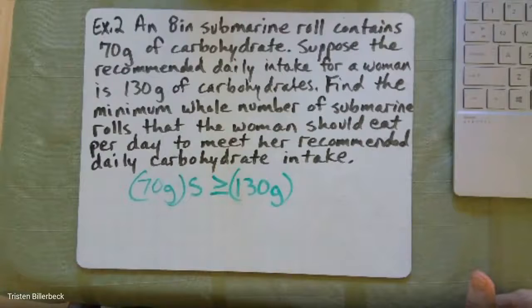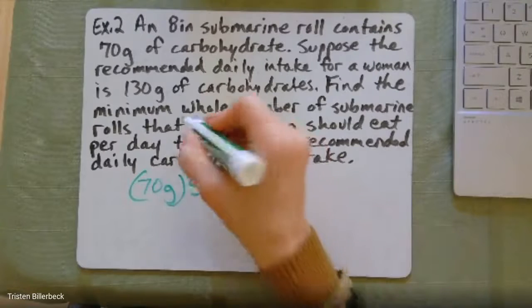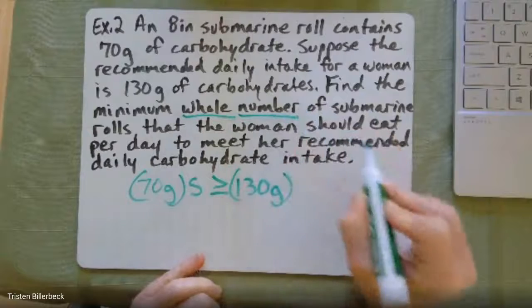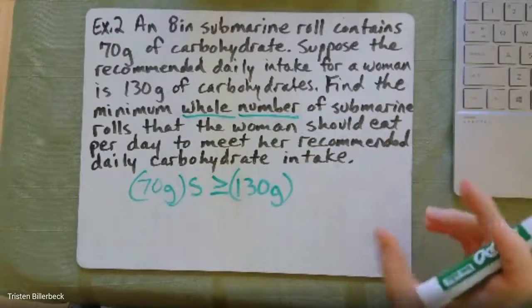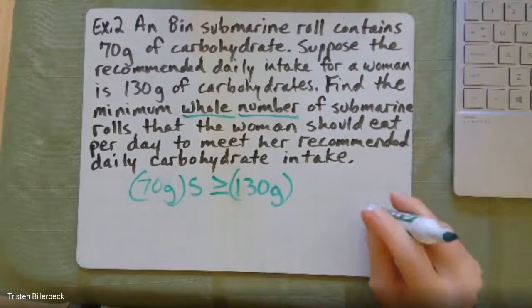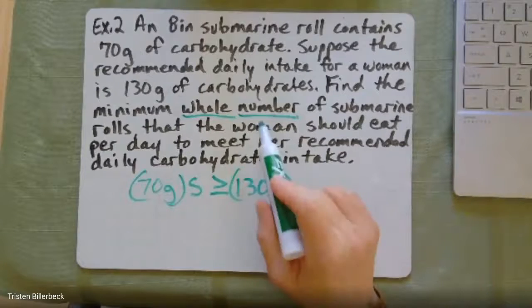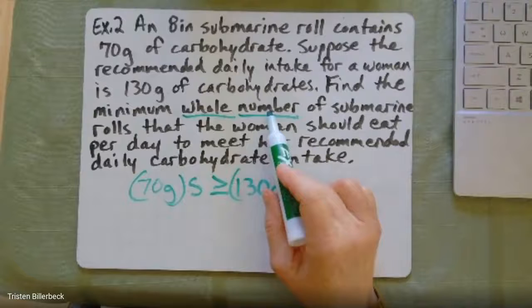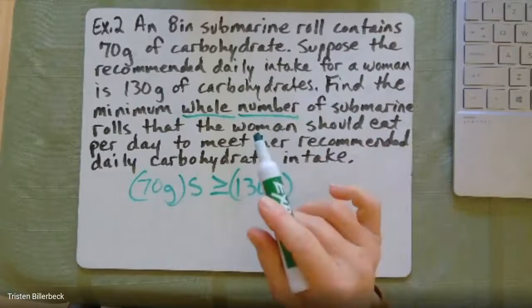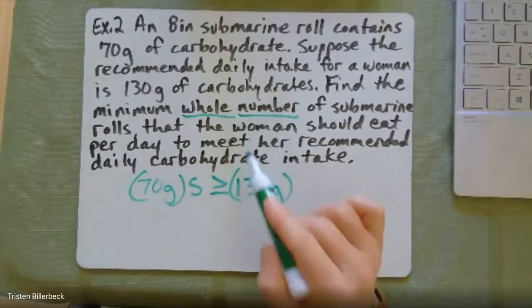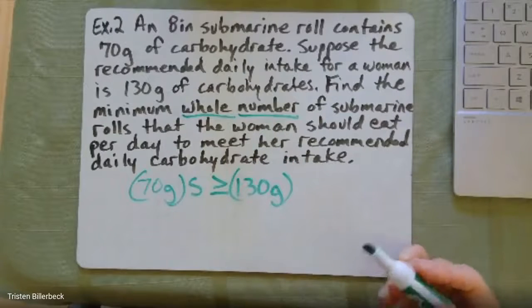So now we need to figure, well, what is the minimum whole number? Whole number means 0, 1, 2, 3, 4, 5, 6. So whole numbers are natural or counting numbers, but they include the 0 as well. So we can't have a decimal answer here.